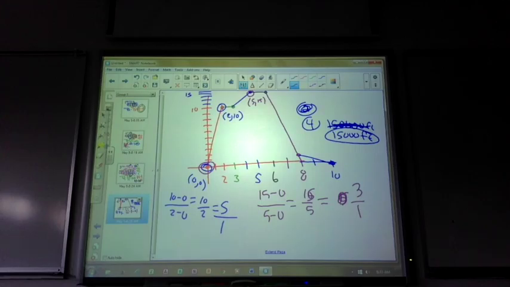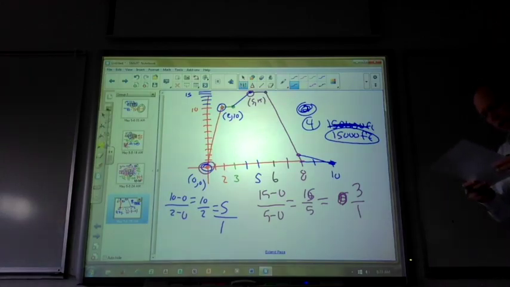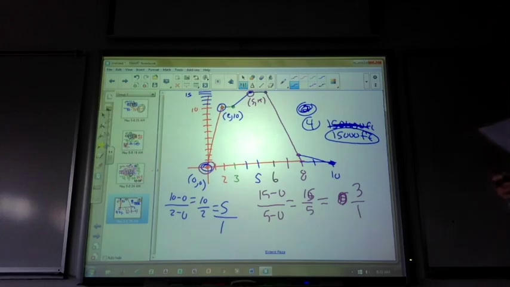So, on this one, we are ascending at 3,000 feet for every hour of climbing. Over what interval are they climbing the fastest? Where does it look the steepest? It looks like from 0 to 2, that's the steepest line. Are you sure? I think it's from 5 to 15.